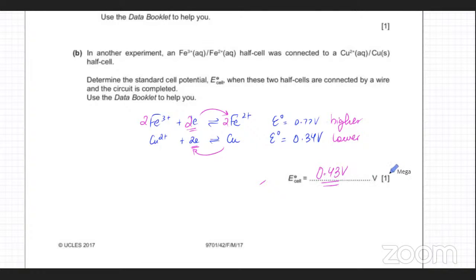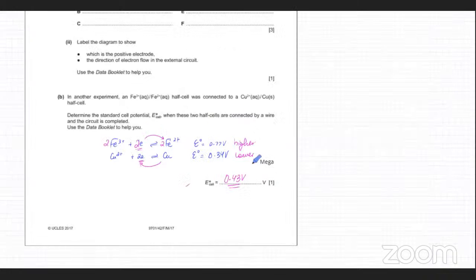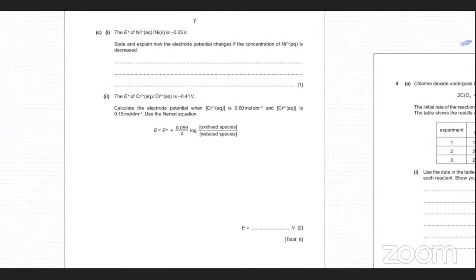Yes. So you're going to get 0.43 volts for that, and that's it. He was just looking for the potential. It's a one mark, not the equation. So that's about it for this one. Let's move to the next one.